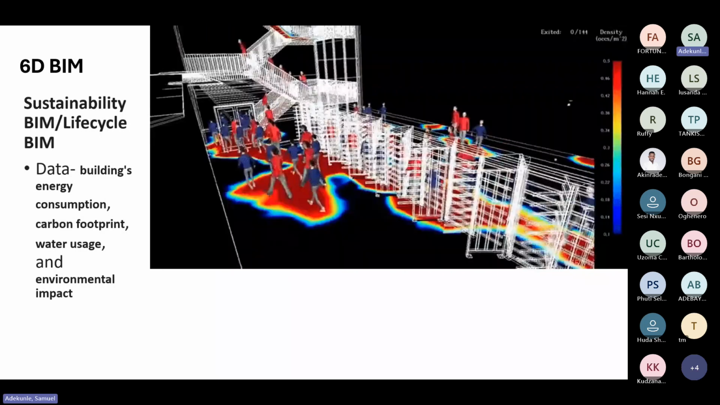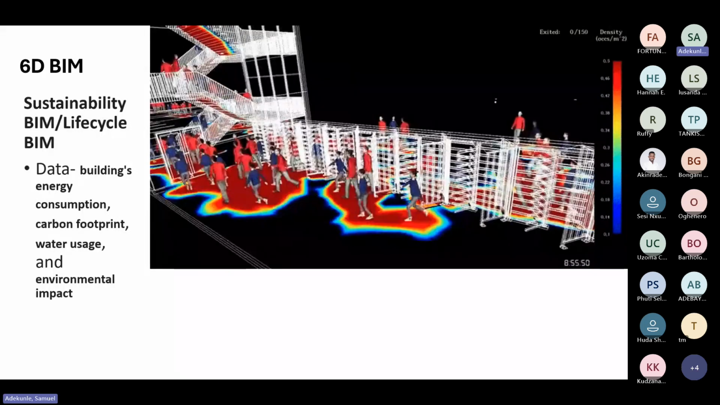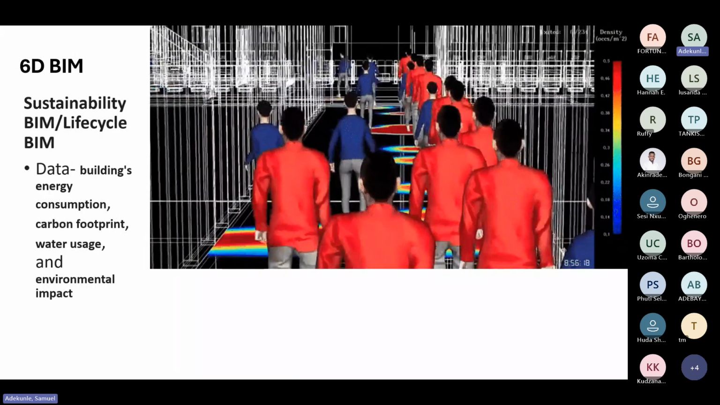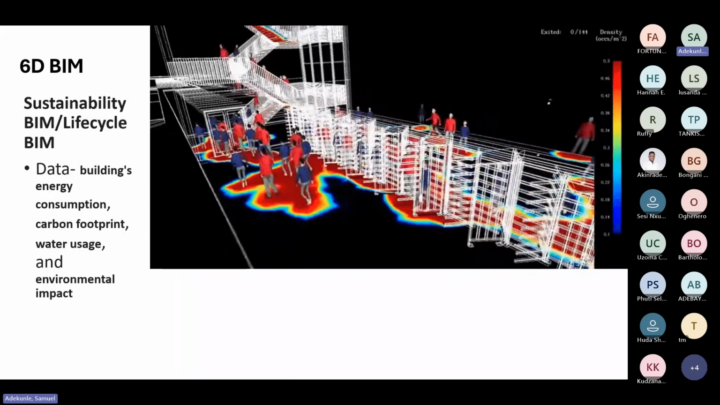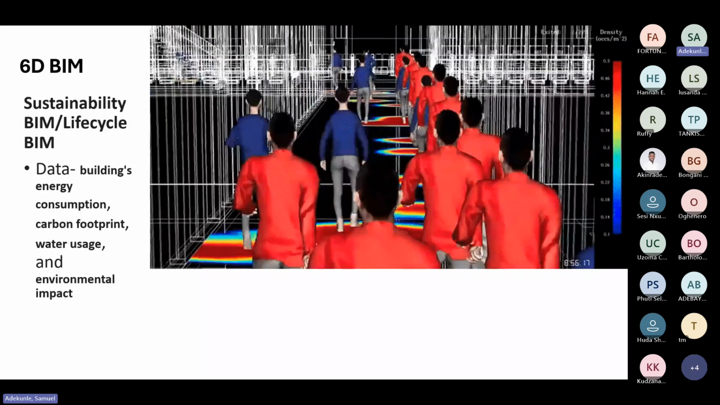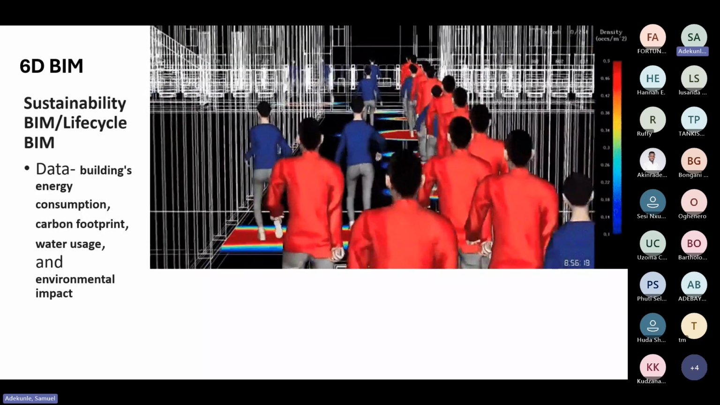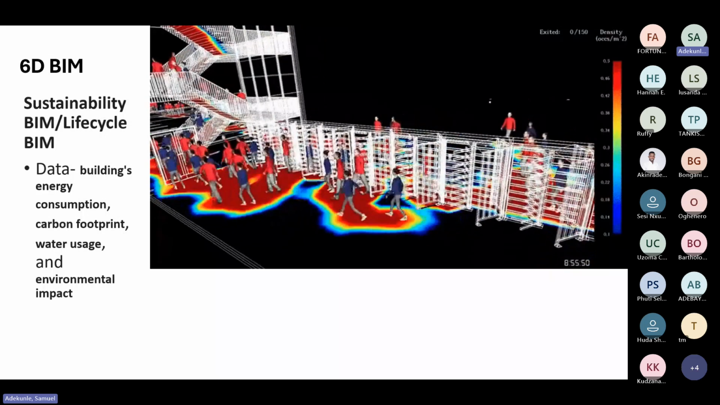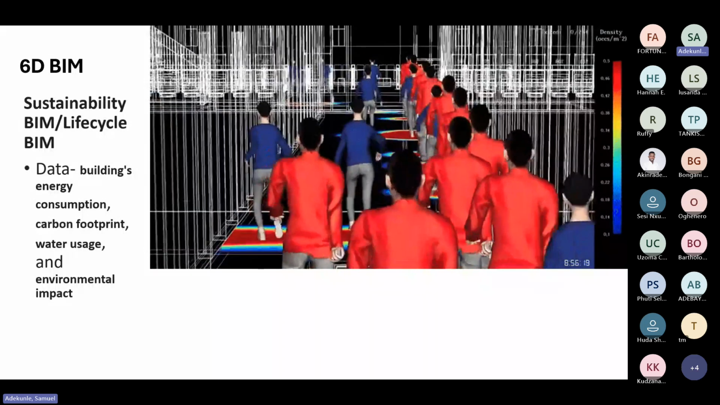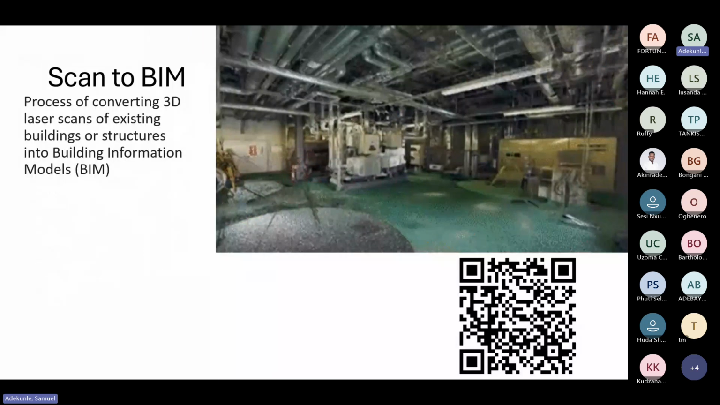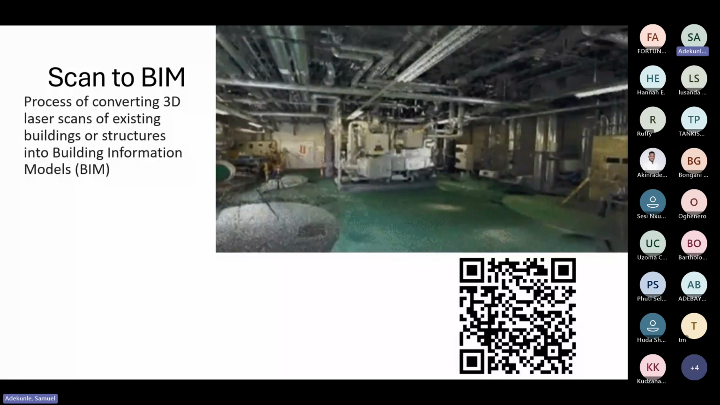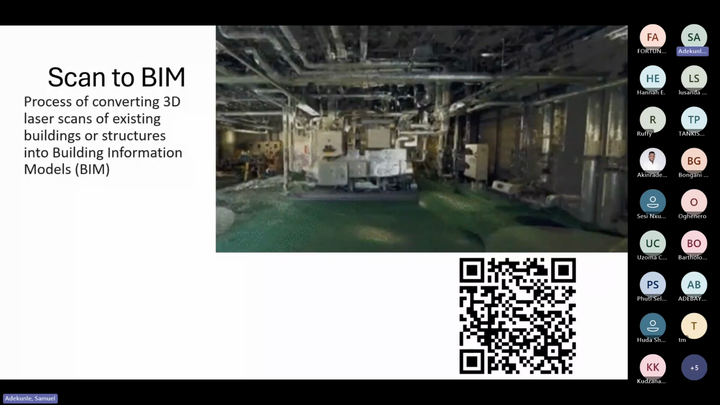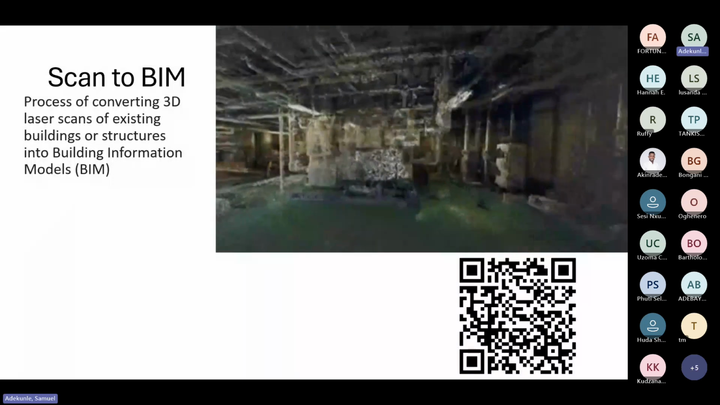So with BIM, you can easily do analysis and make better and informed decisions as it relates to sustainability. Also, you can determine how the indoor quality and the user's comfort come into play with your six dimensions of BIM. The other part of BIM, which is less looked at, is your scan to BIM.